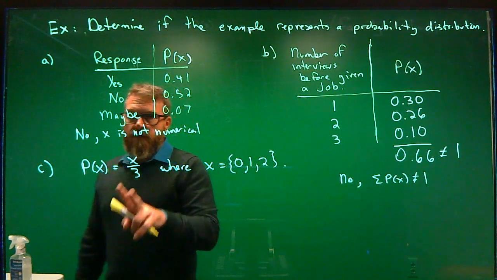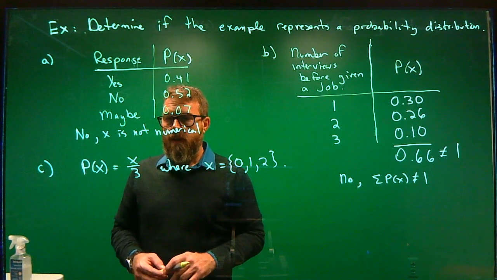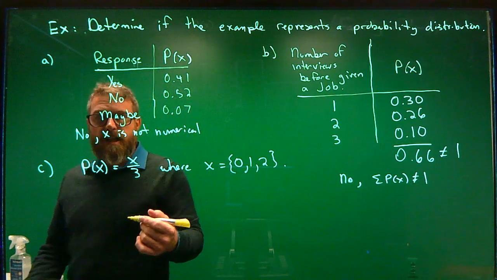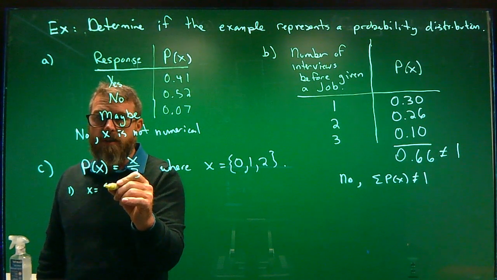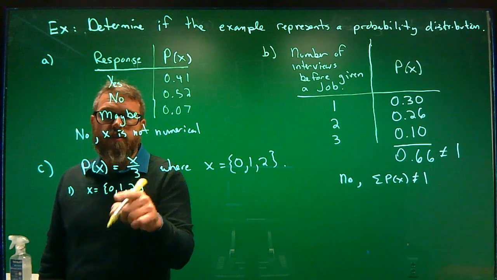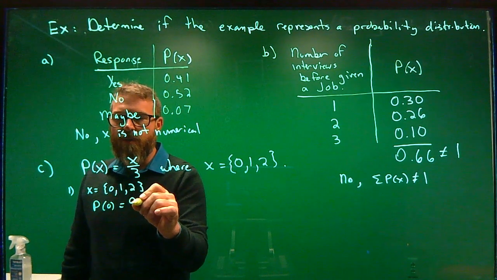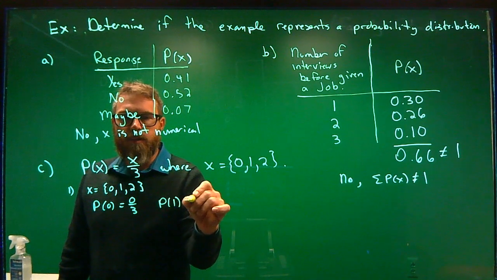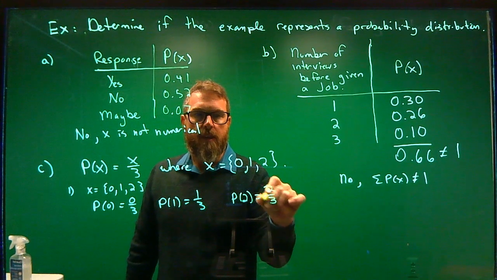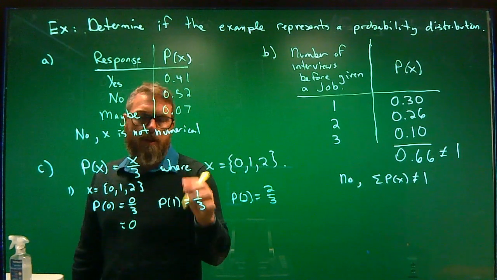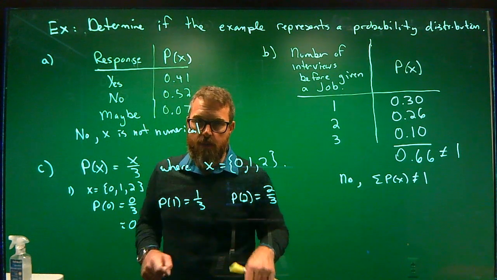Now over here, I'm given a formula. It says p of x is equal to x over 3, for x in the set 0, 1, and 2. So let's see. First, is x numerical and also associated with probabilities? Yes, x is equal to the set 0, 1, and 2, so x is numerical. Those are the numbers. P of 0 would be equal to 0 over 3. P of 1 would equal 1 over 3, just plug it into this formula, and P of 2 is equal to 2 over 3. So this is 0, 0.3 repeated, and 0.6 repeated. So yes, they're associated with probabilities, and these numbers are between 0 and 1.